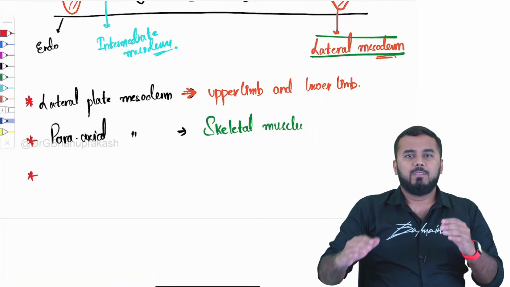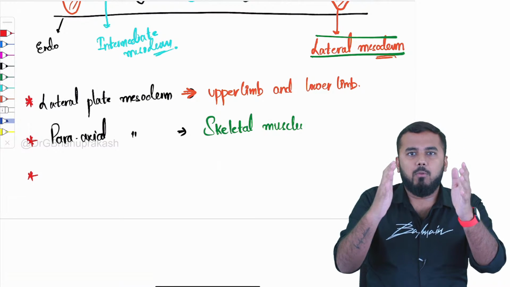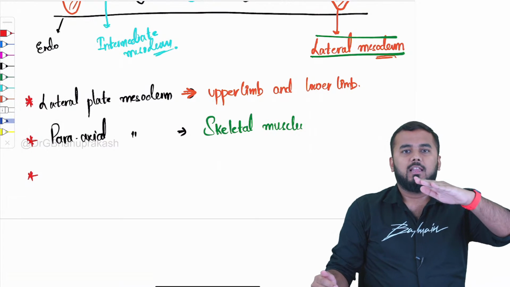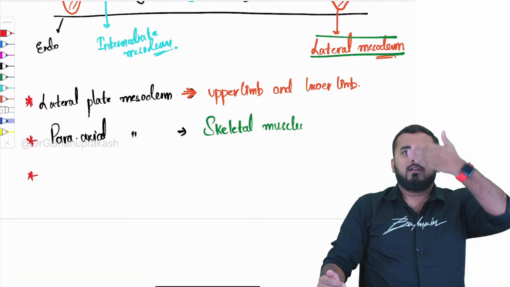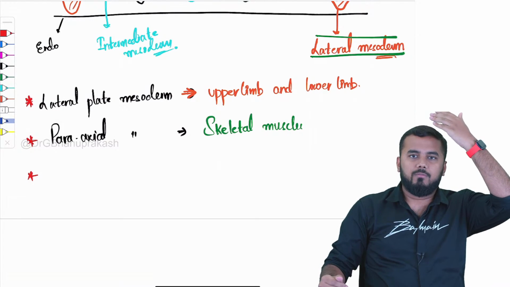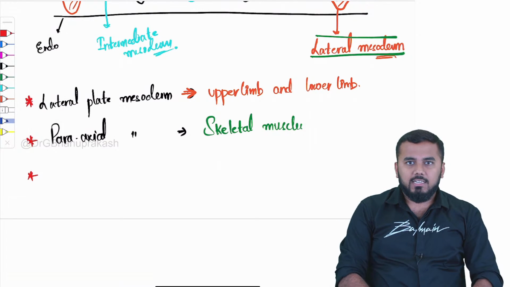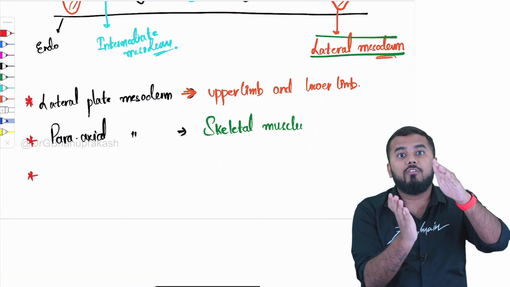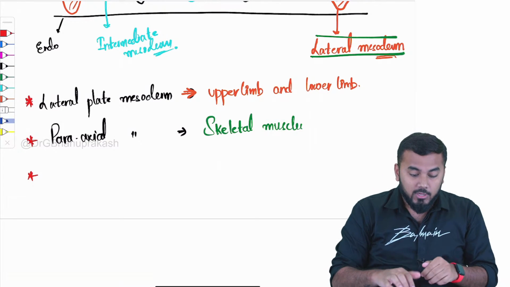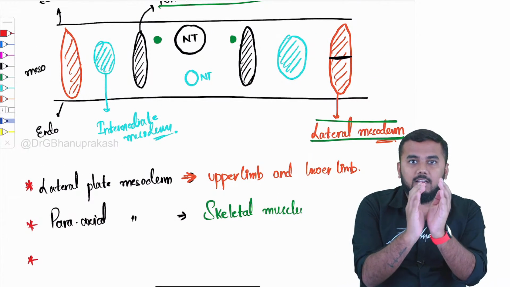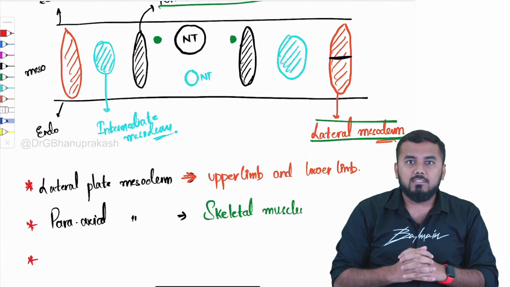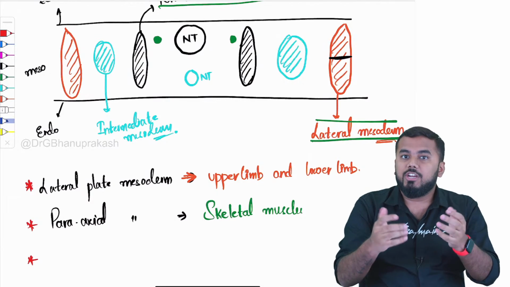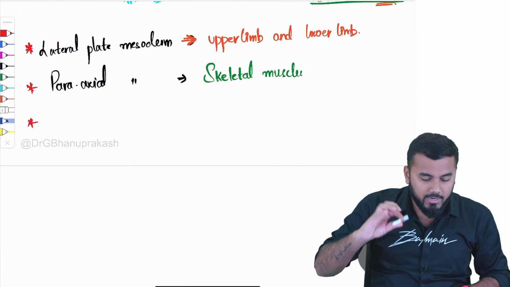Next important thing is, what about the intermediate mesoderm? Simple thing, guys. If I divide the body into two portions, from the abdomen till the head is one portion and from the thighs till the foot is another portion, what is in the center? In the center you have the genitourinary system. So the intermediate mesoderm is in the center, and the center one develops into the central things, which are your genitourinary system. Remember it in that way.